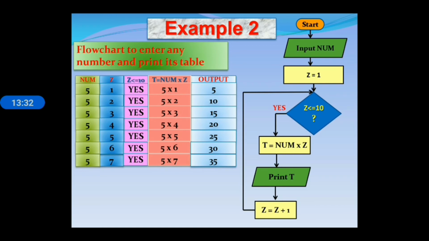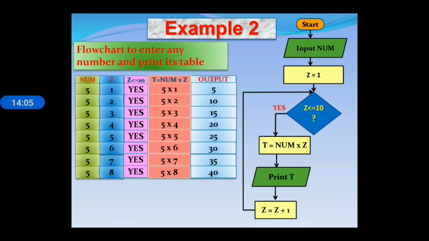Then again z is increased by 1 and now z becomes 8. Then again it is checked in the decision box whether the value of z is less than or equal to 10 or not. Yes, the value of z is 8, so less than 10. So again it will multiply the value of z with the value of num, it means 5 into 8, that's 40. It is stored in t and it will print the value of t, so 40.